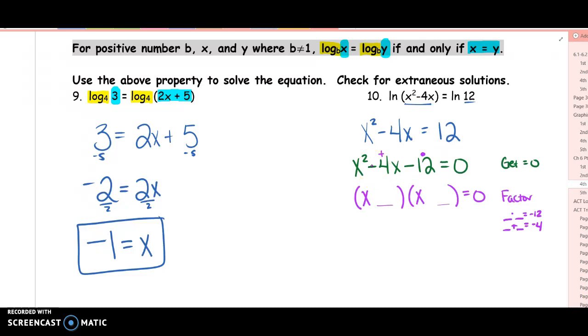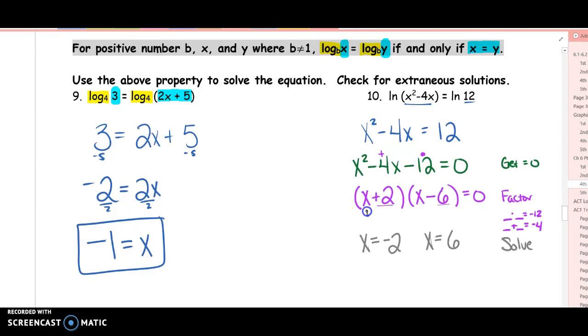So if it's going to multiply to be 12, it'd be like 3 times 4 or 2 times 6. Which one's going to give us negative 4? 2 and 6. To get negative 4, the bigger number needs to be negative. So it's x plus 2 times x minus 6. Your next step is to solve. Remember, if x plus 2 equals 0, one of our solutions is x equals negative 2. Our other solution is x equals positive 6.